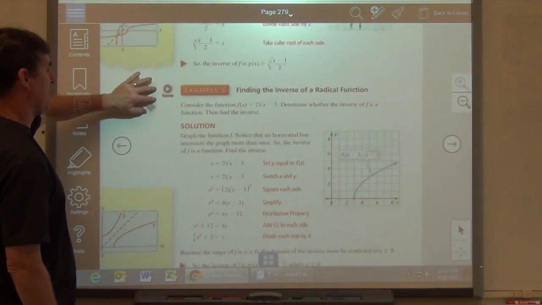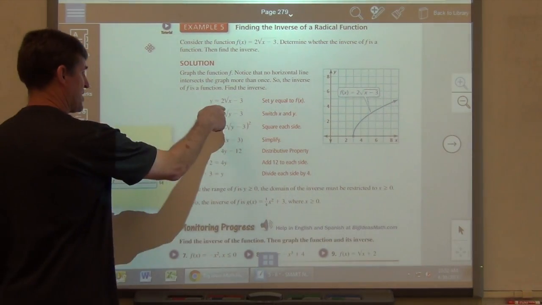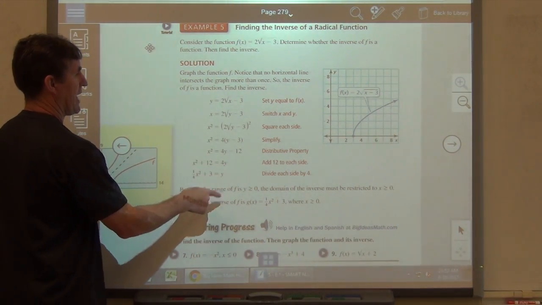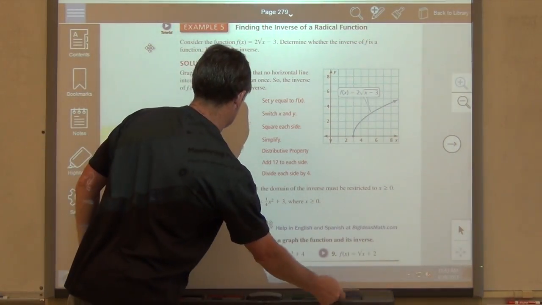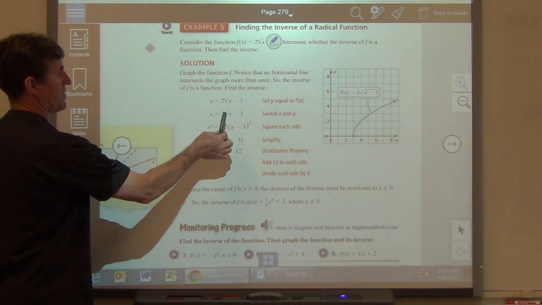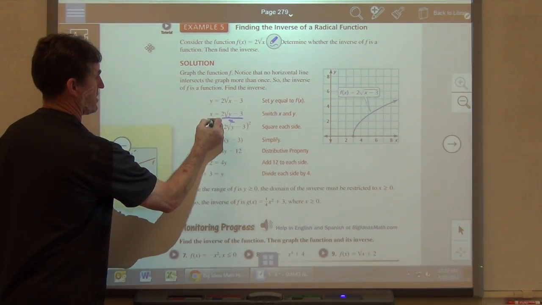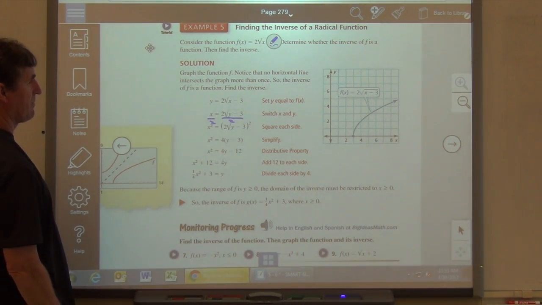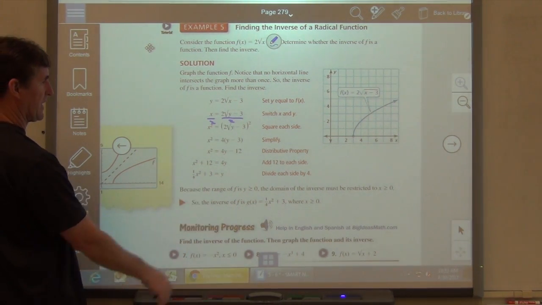And then again, just like we did before, you switch the x and the y. Now in this case, I wouldn't have done it this way. They squared the whole thing first. I would have divided by 2 first and then squared it, but either way you're going to get the same thing. It's just written a little differently.